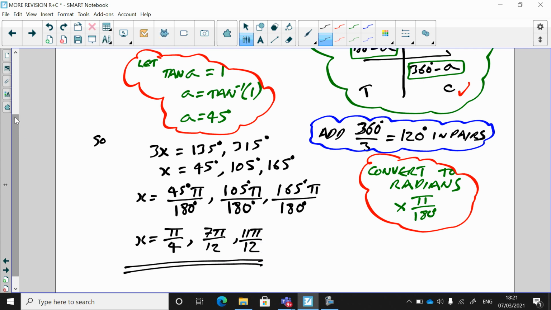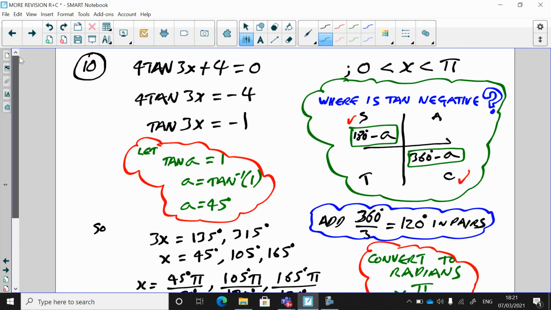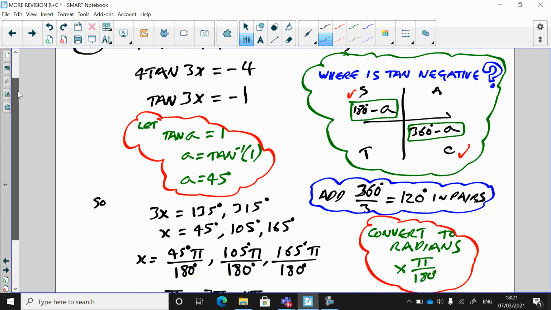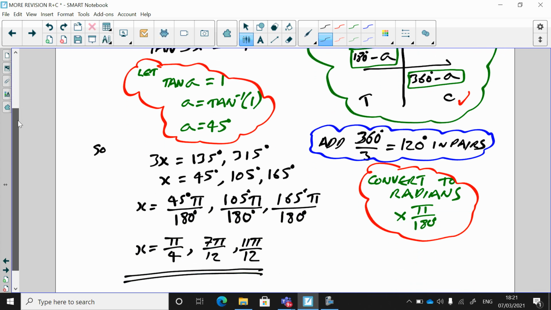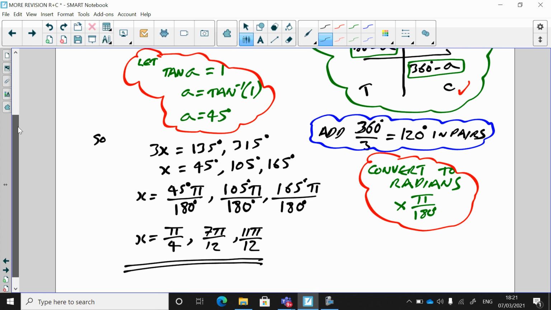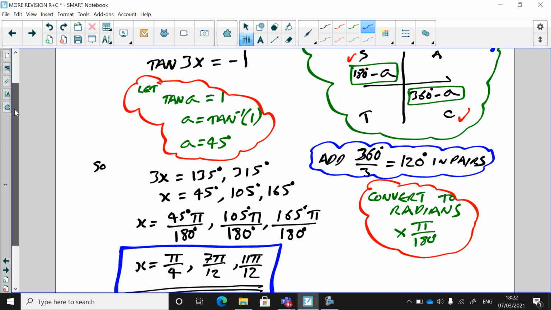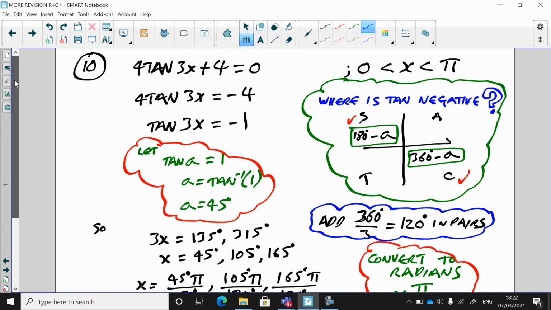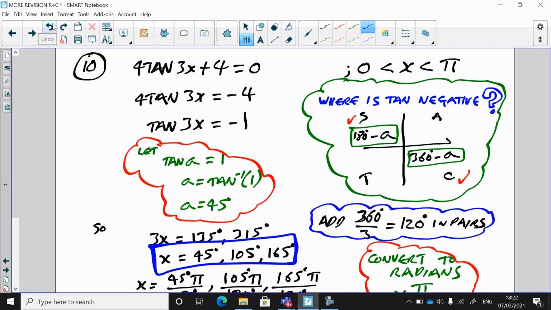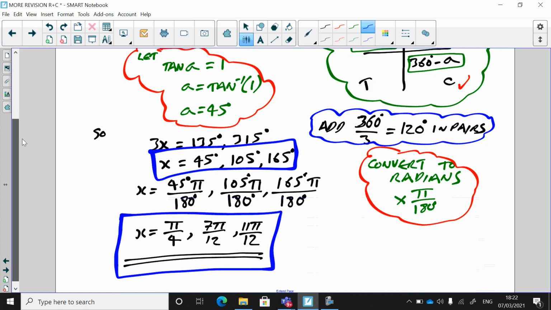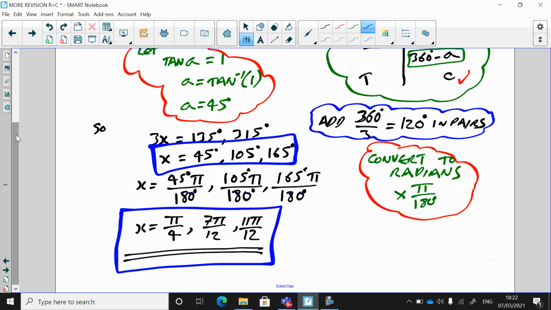Okay, so if you like degrees, you can do it in that format. And like I said, remember, you can rewind this video because I've erased some stuff here. But that is your final answers in radians, and just check that they all fit between 0 and pi. We checked they fitted between 0 and 180, which is the degree equivalent here. So I think I'm fine with that.